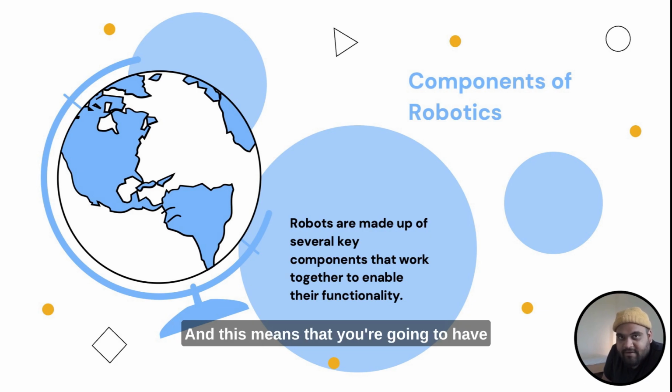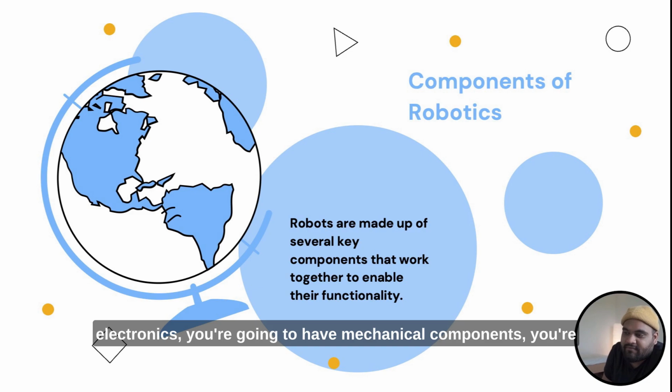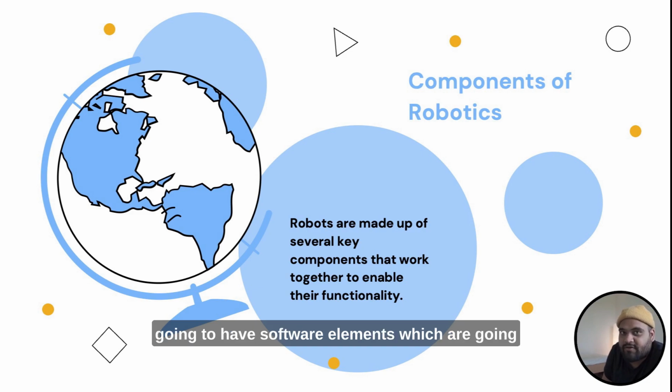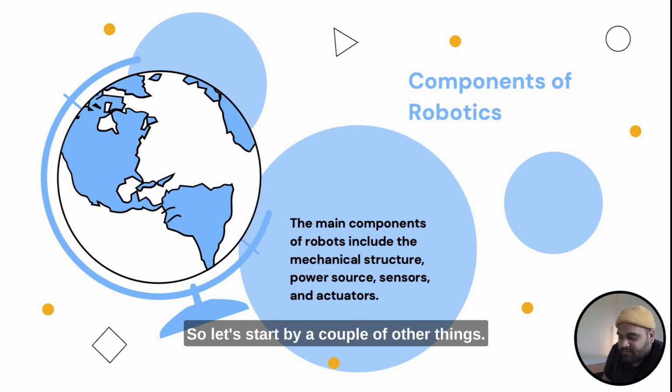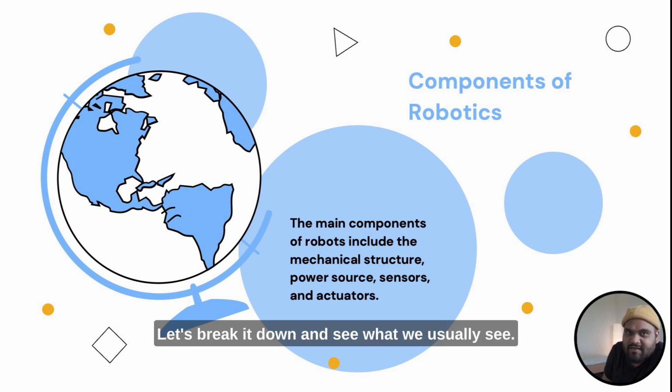This means that you're going to have electronics, mechanical components, and software elements, which are going to make sure that everything happens at the right time and with the right purpose. Okay, let's break it down and see what we usually see. The main components of robots include mechanical structure, power source, sensors, and actuators.